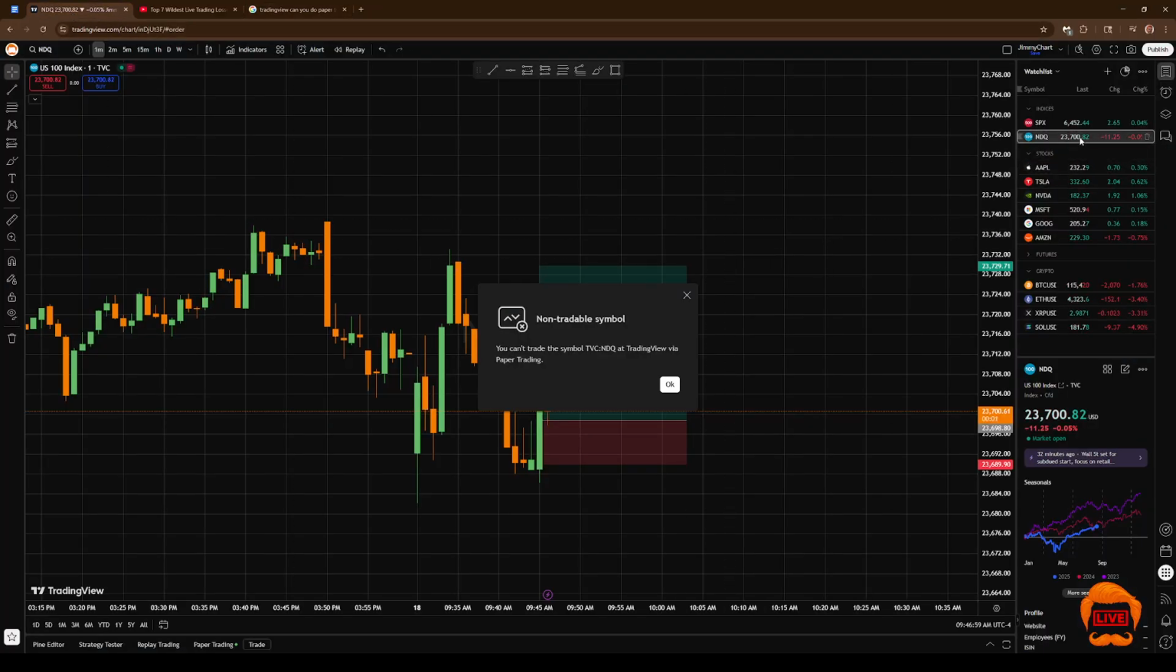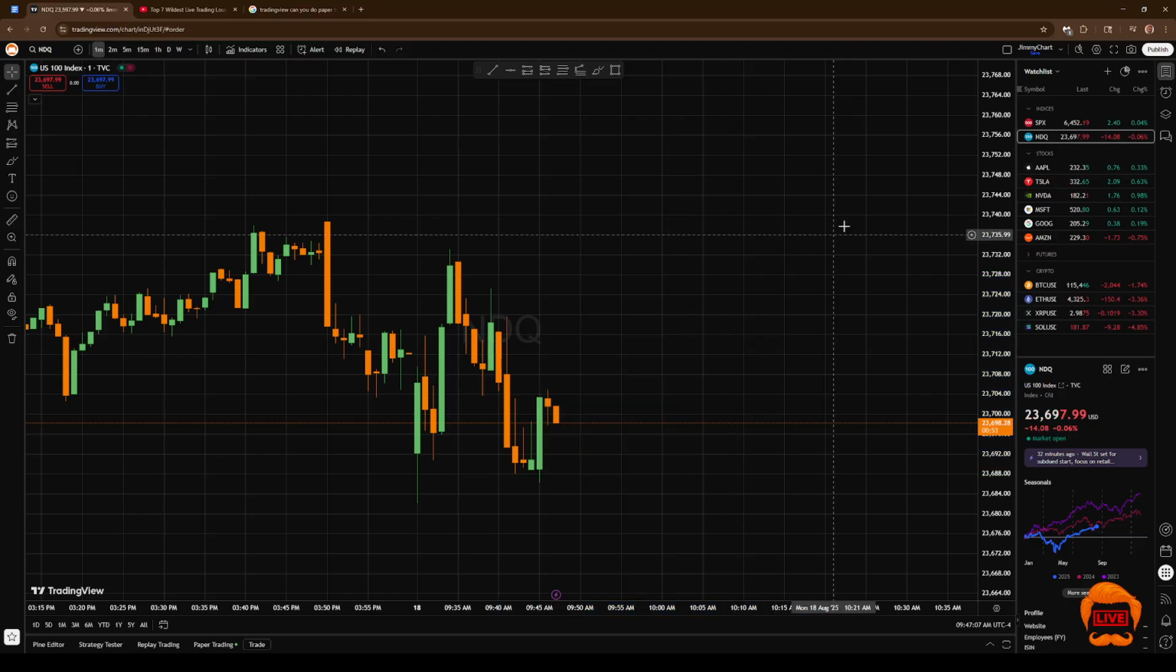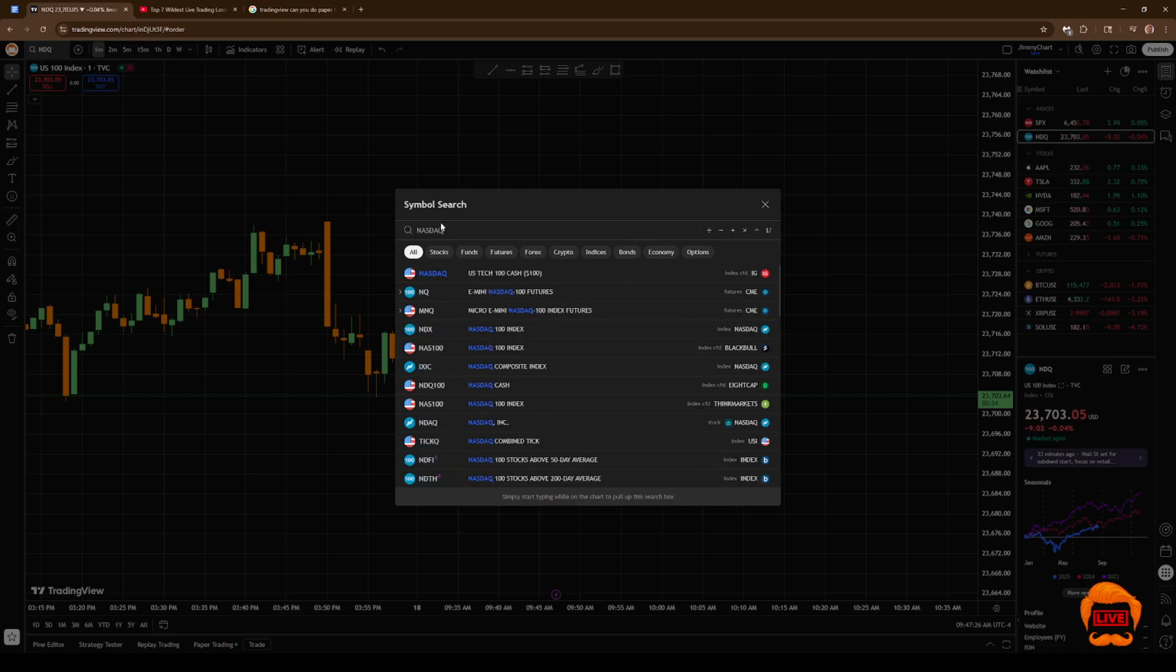Maybe I have the wrong index. Is it futures? Okay, we're learning. We're learning. So the symbol I'm looking at is NDQ. I can't trade on this symbol. Let's see. Let's go up here. NASDAQ. NDX. This is what I'm looking at now. Isn't it?